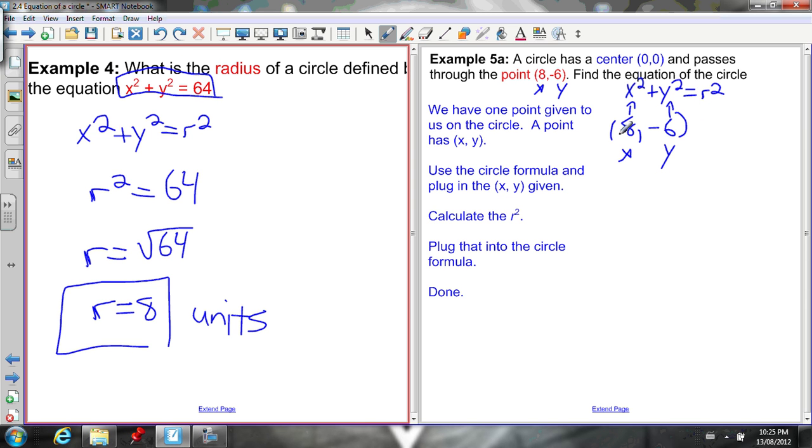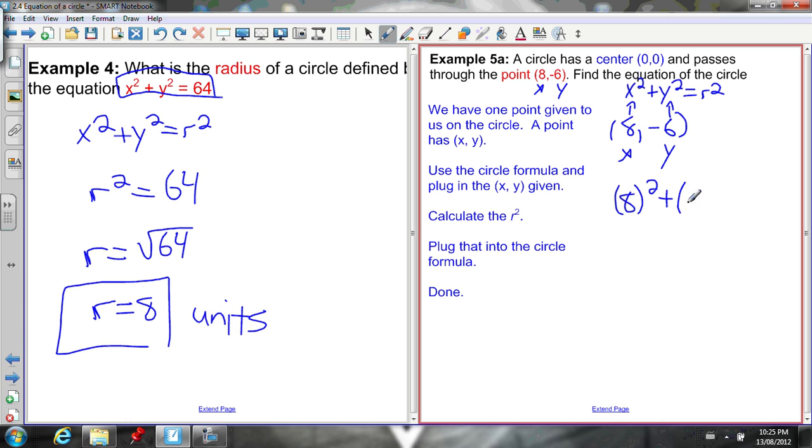In order to figure that out, I can plug in for x and y, because I'm given a point on the circle. I can solve for r squared. So plug in, I get 8 squared, put in brackets, so I remember to square the negative 6, and not just the 6, equals r squared. 8 squared is 64, negative 6 squared is positive 36, squaring a negative gives us a positive.